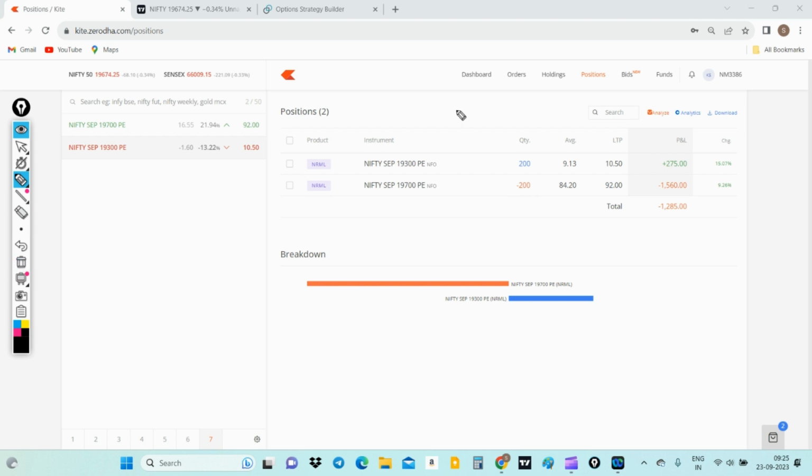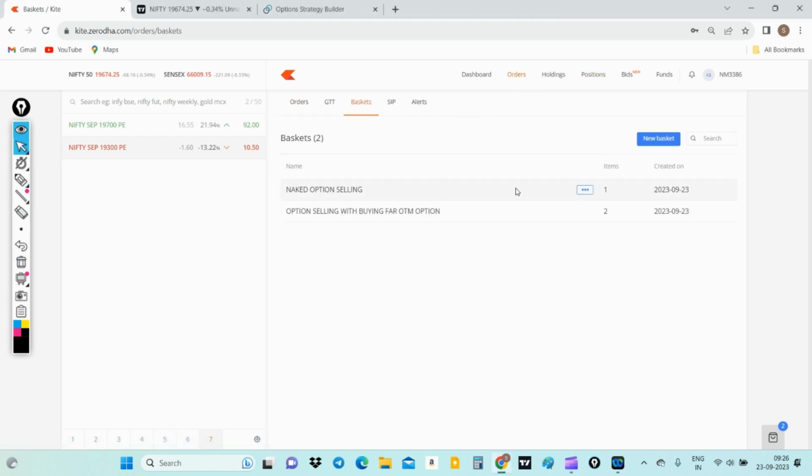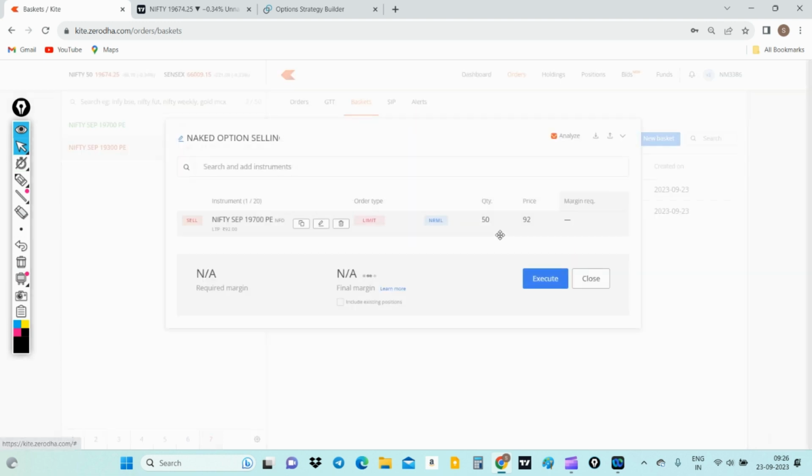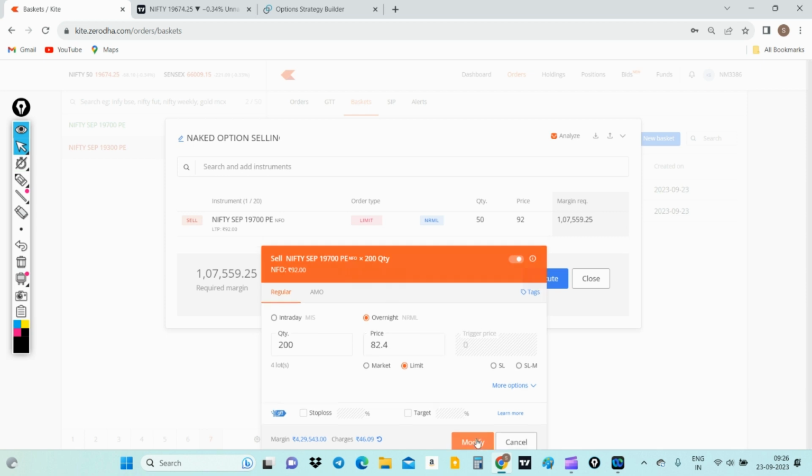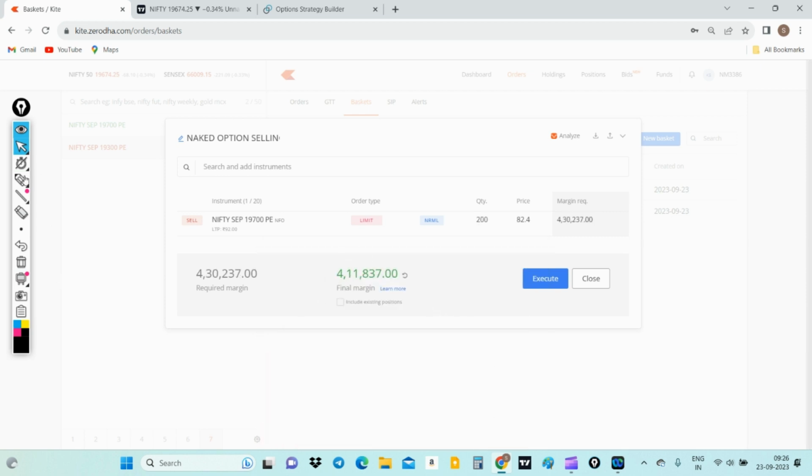So let me show you in a similar way. In the basket, first is the naked option selling. I'll edit it. I have sold four lots of options, and my average price is around 82.4. I'll modify this. If you see, the amount required for me to sell these four lots is 4,11,000, which, if I want to sell just that, would be huge money.